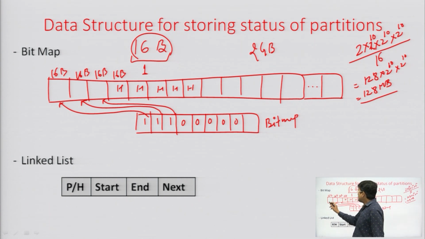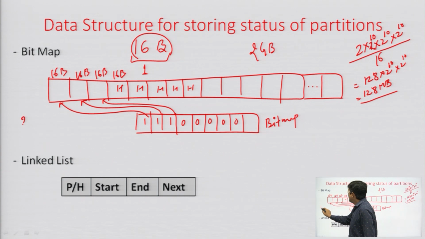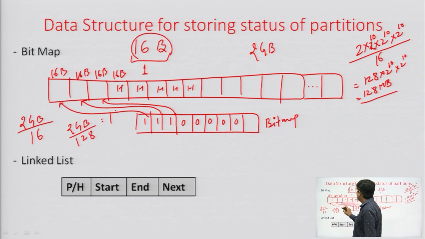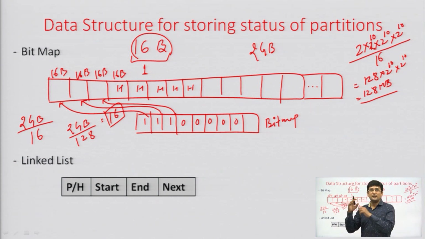You can also say that since you are storing the status of 16 bytes here in this bitmap, 2 GB divided by 16 is 128. So, 2 GB divided by 128 will be 16. Okay. So, here we are saying that a lot of portion, or a very big area of the memory, is just used to store the information about the state or status of the partitions.